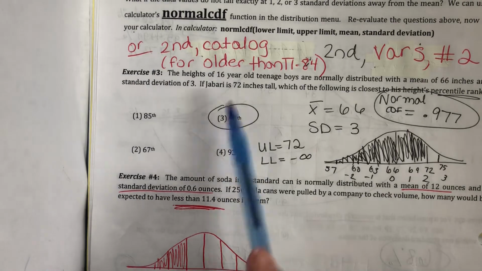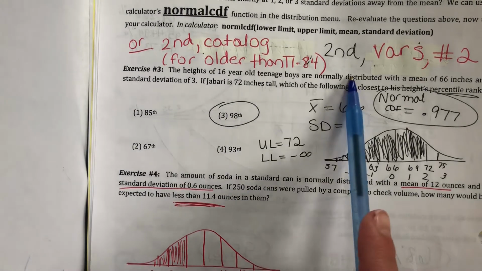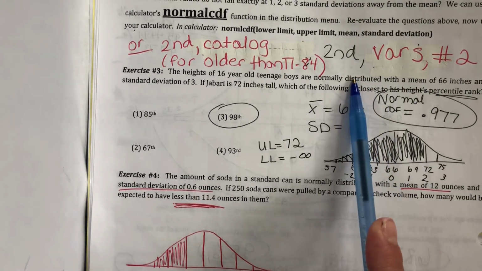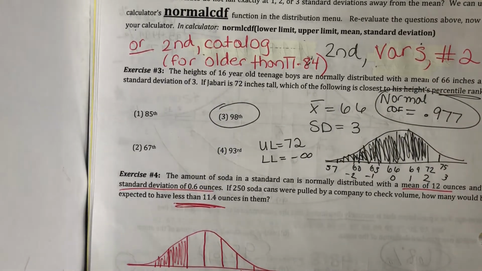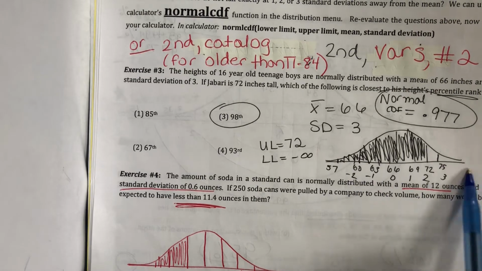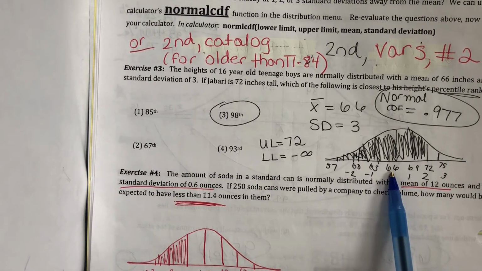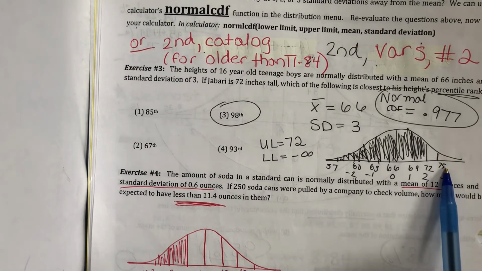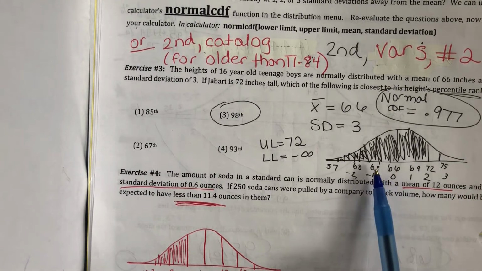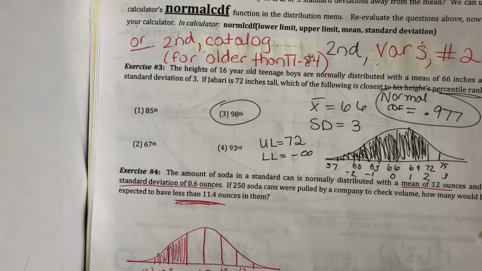So we have the heights of 16-year-old teenage boys are normally distributed. Again, that tells me to make a normal curve. We've got the mean, we've got the standard deviation, okay? So I made a normal curve. I put the mean at the center. The standard deviation is 3, so I add 3 to go 1, 2, 3 above. I subtract 3 each time to go 1, 2, 3 standard deviations below.